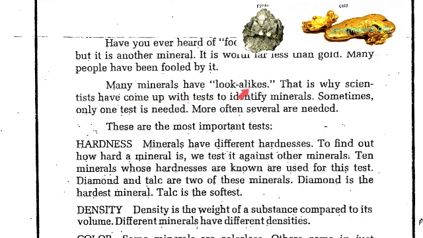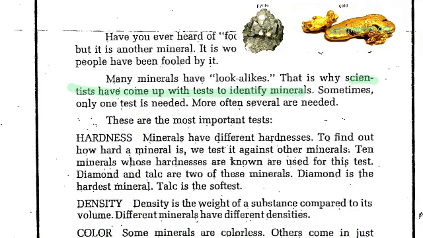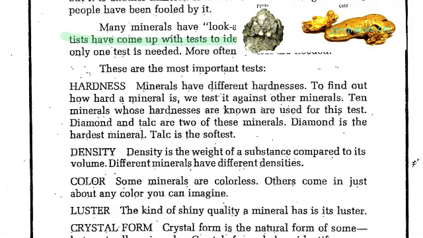So many minerals have lookalikes. That is why scientists have come up with tests to identify minerals. Sometimes only one test is needed. More often, several are needed. So these are the most important tests that we are going to use to identify types of minerals. The first one is called hardness. Minerals have different hardnesses. To find out how hard a mineral is, we test it against other minerals.